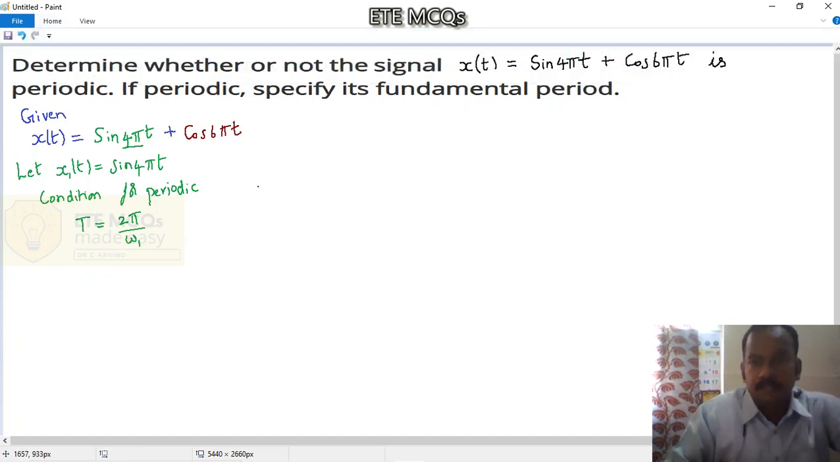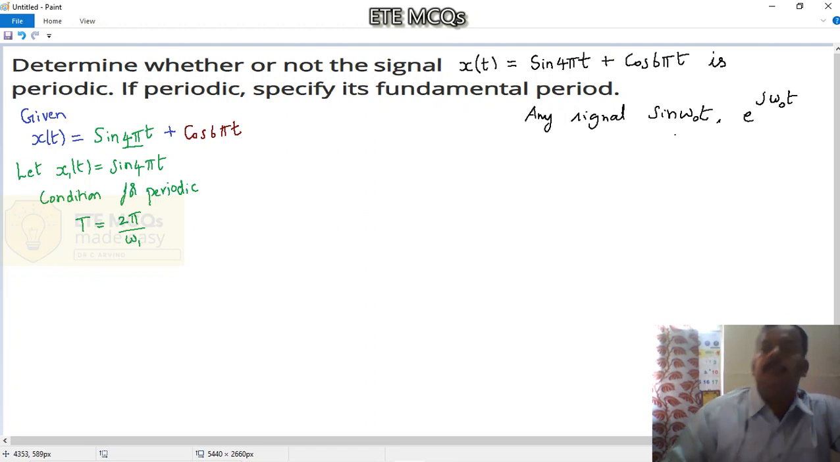As a general case, for any signal, the general form is sine of omega naught t. Or it can be cos omega naught t, or it can be an exponential signal like e power j omega naught t. So this will be the basic representation of a signal.